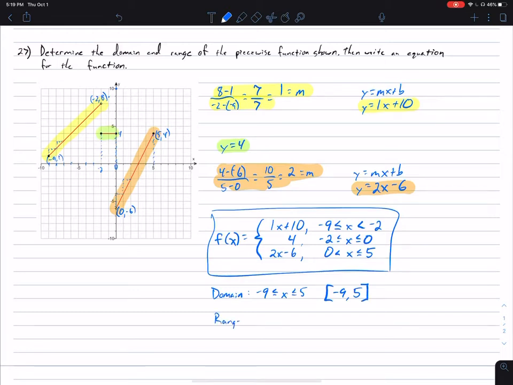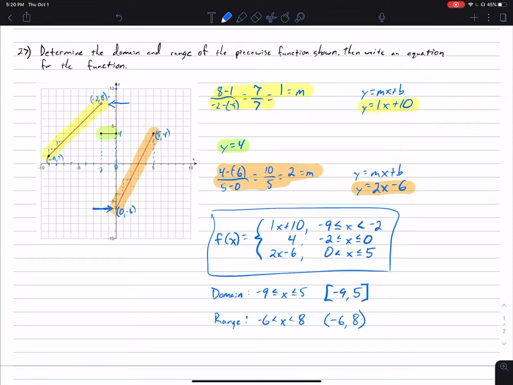My range, my lowest number is negative 6, and that's going to be right here. And then my highest value is this positive 8. The negative 6 is an open circle, so we'll just have the symbol less than. And then the 8 is also an open circle, so again, less than. So when I'm writing it as interval notation, I'm going to say negative 6, 8. And then that would be my domain and range, so that answers the question.